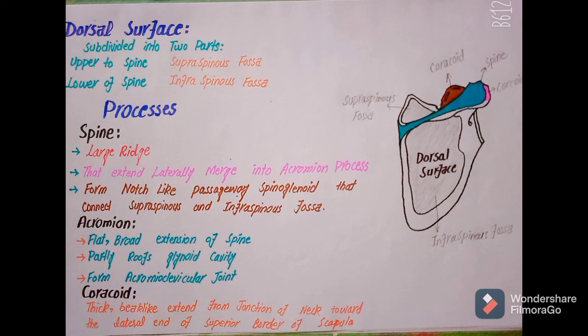The third is the coracoid process, which is represented in brown color in the diagram. This process is thick and beak-like and extends from the lateral end of the superior border of the scapula.